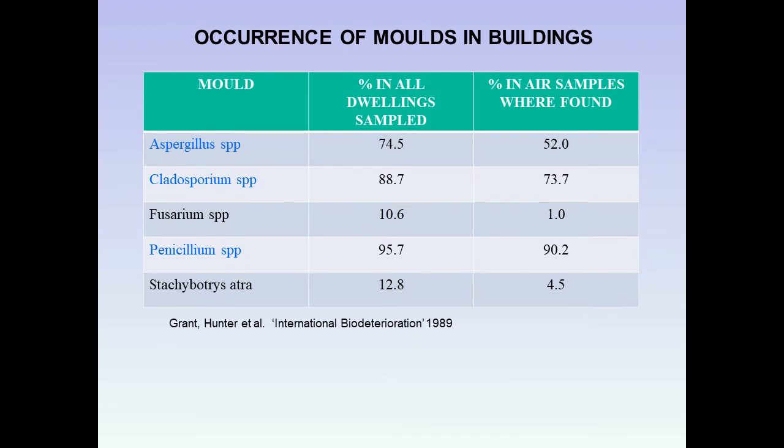Occurrence of moulds in buildings. This was published in International Biodeterioration Bulletin, and some research done at BRE. And you can see the common ones: Aspergillus, Cladosporium species, Penicillium species. Large numbers, percent in all dwellings sampled. And again, those species are present in the air. The other two, the Stachybotrys and Fusarium, are not particularly common in air.